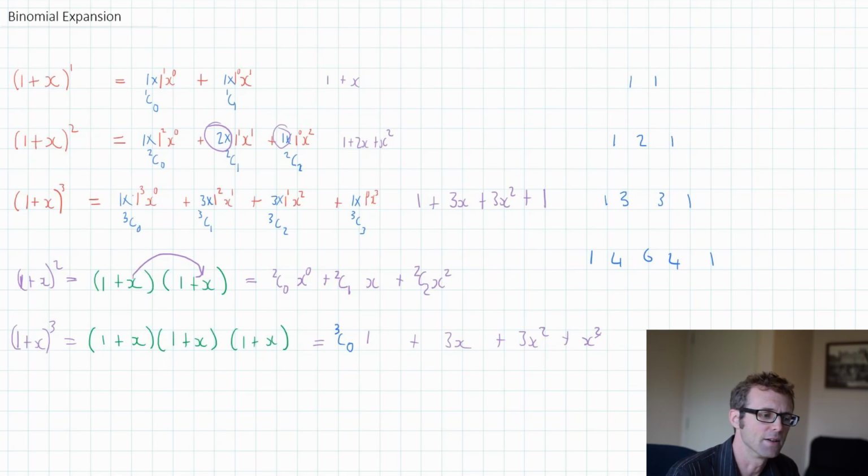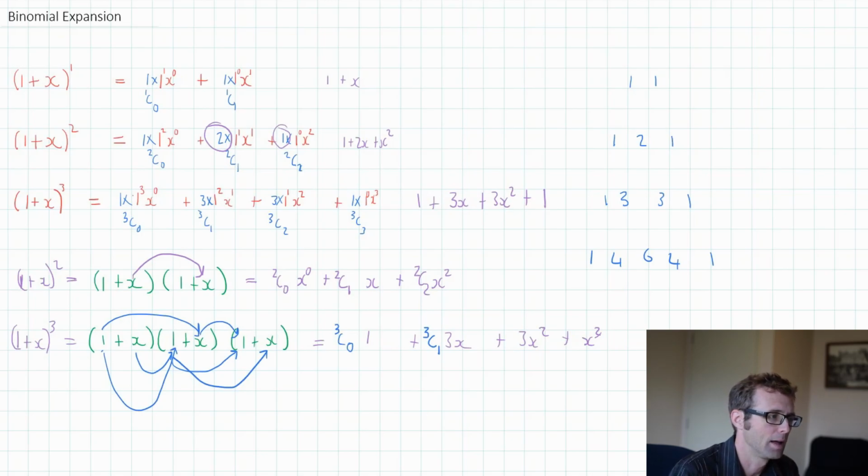We want to make a term with 1 x. So this is going to be 3 choose 1. Now how can we make an x term? Well, we could choose the first one, that times that times that, or we could choose the second one, so we could do this times this times this, or the final alternative is we could choose that times that times that. So there are 3 combinations that will give you an x term.